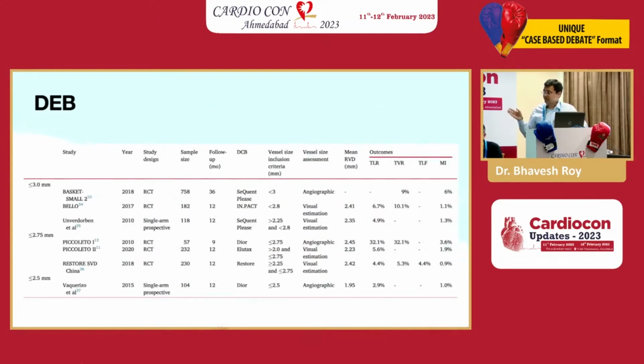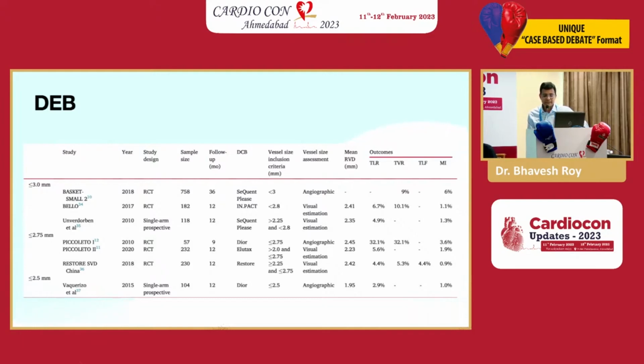Now coming to the trials of the drug-coated balloon. These are the trials for less than 3 millimeter, less than 2.75 millimeter and less than 2.5. See the number of trials available, only 4 to 8. Number one, see the sample size. Sample size is 700, 100, 57, 230 and 101. These are the data for the vessel sizes included, 3 and 2.75. For 2.5 we have only one trial. So BELLO, BASKET and Piccoleto do not apply here because they are for 3 and 2.75, not for 2.5.